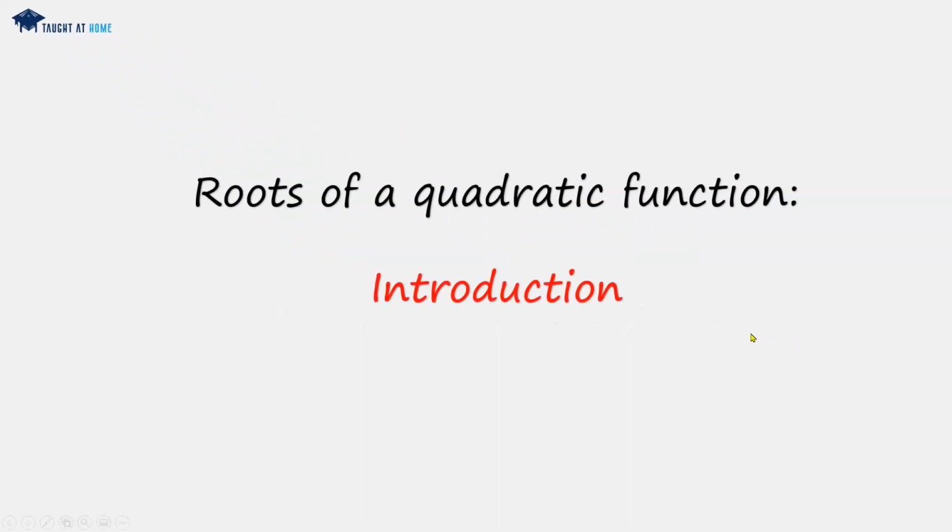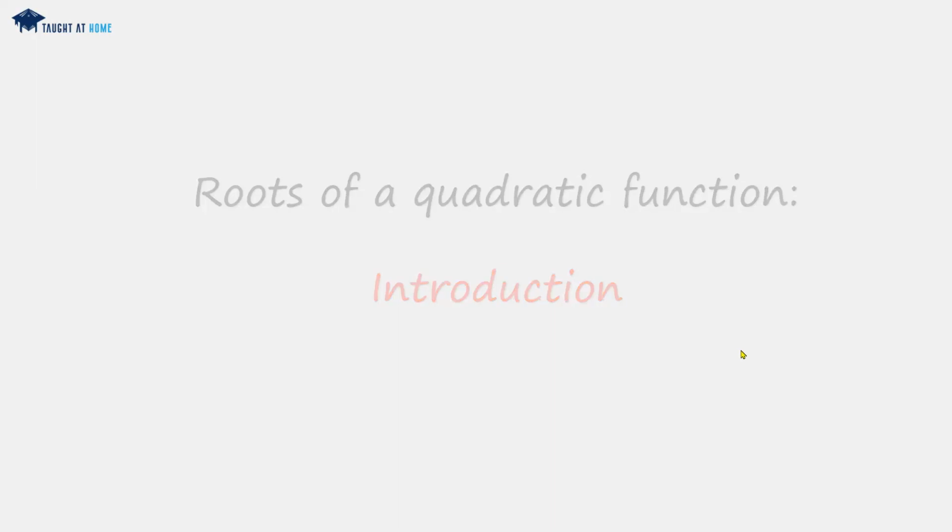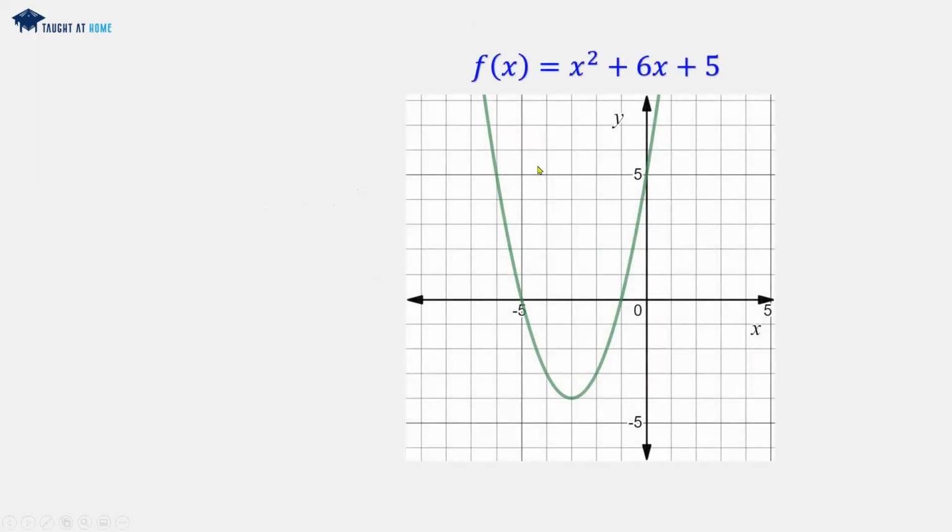Let's have a look at roots of a quadratic function. Let us take an example, x squared plus 6x plus 5. And we know from previous videos that we can find a turning point, which in this case is the minimum point. And this is found at the location -3 and -4.